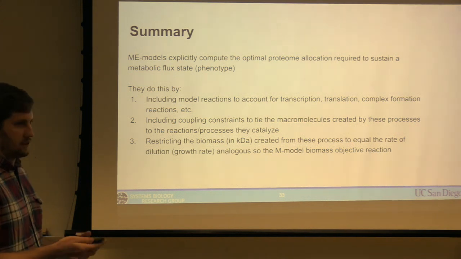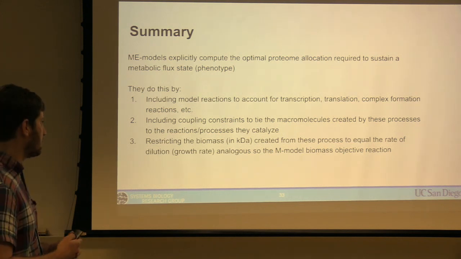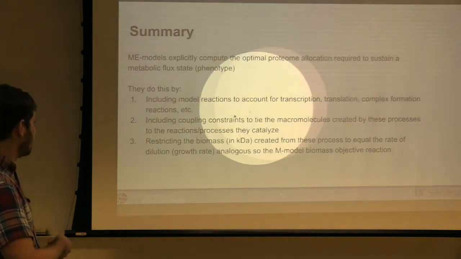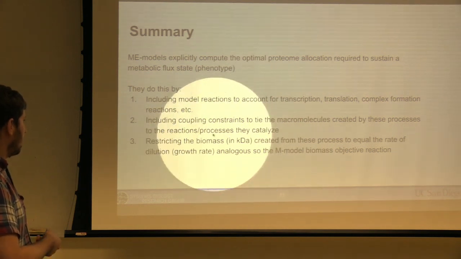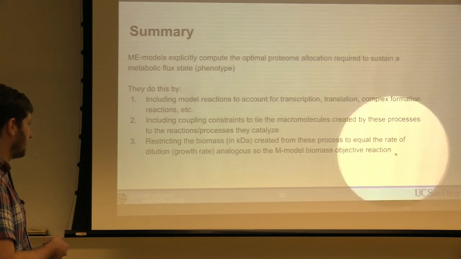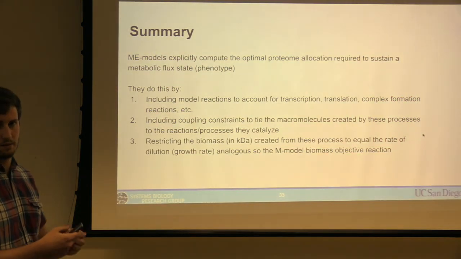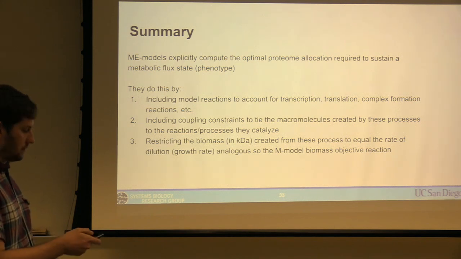And then the third step is we have to make sure that the simulations of the model are actually mass balanced. So we need to find a way, through the redefined biomass objective function, to restrict the biomass created from all these processes to equal the rate of dilution, or the growth rate of the organism as a whole. So this is going to be analogous to the model biomass objective function.